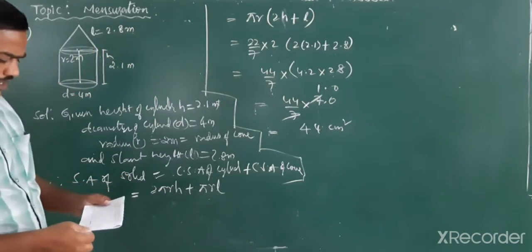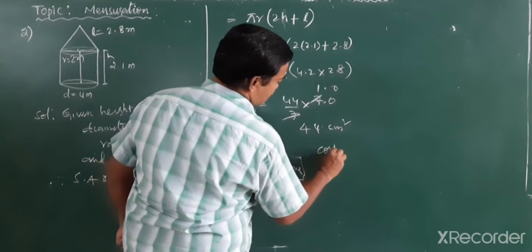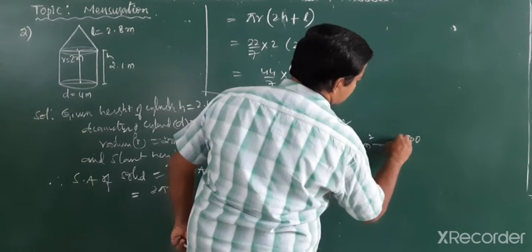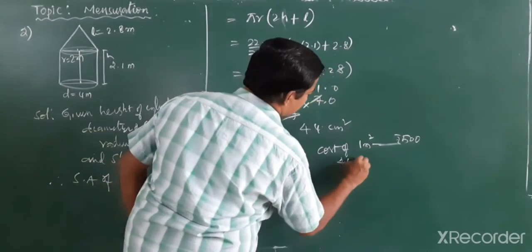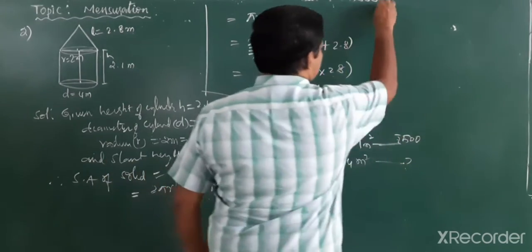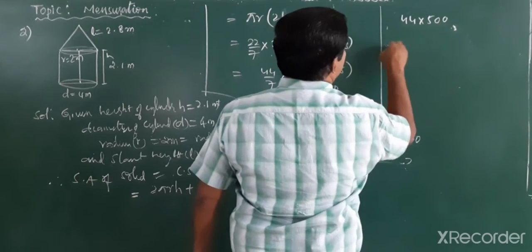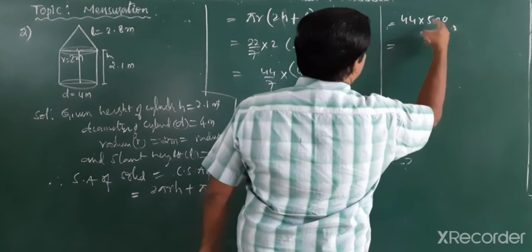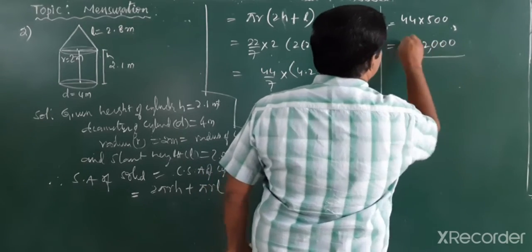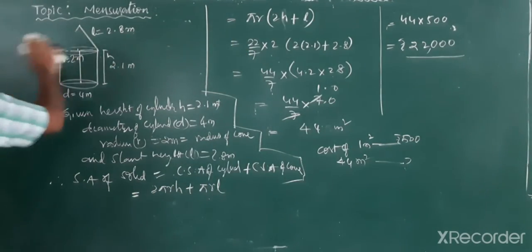Here we have to find out the cost. Cost of 1 meter square is equal to 500 rupees. So 44 meter square is equal to how much cost? So 44 into 500 is equal to 22,000 rupees cost. Okay, so now the next, third question.